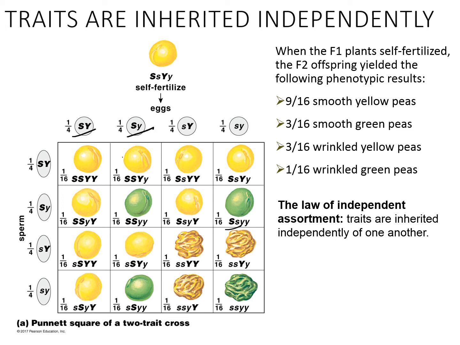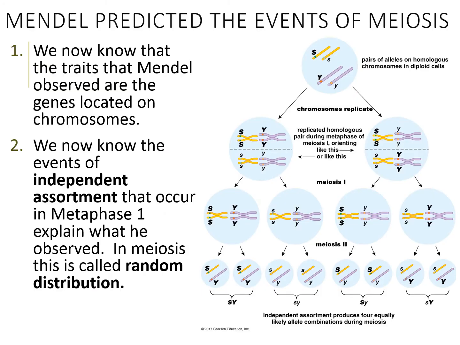S and Y are independent of one another. When you inherit a big S, you could inherit a big Y or a little y. They're not connected. It's not like all the dominant alleles are on one team and all the recessive alleles are on another team. Mendel predicted the events of meiosis. He didn't know anything about meiosis, but he basically did predict them.